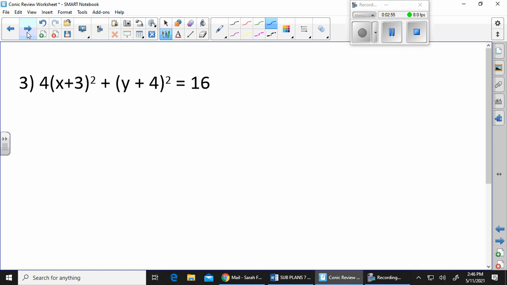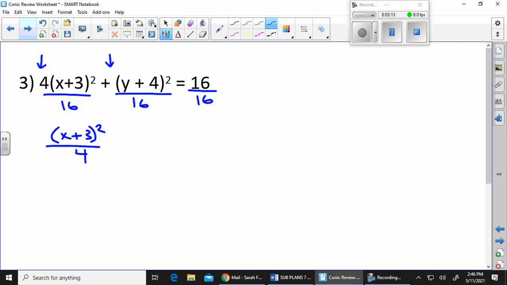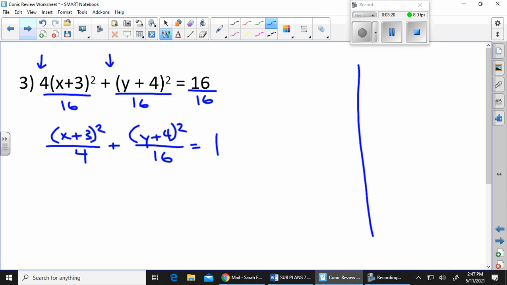Number 3, being added. The numbers in front are not the same. They're both squares, so it's an ellipse. I need it to equal 1, so I divide everything by 16. I got x plus 3 squared over 4, y plus 4 squared over 16 equals 1. So to me, find my center. I don't really think about which way it's going to be. I just look at it. So my center, -3, -4.